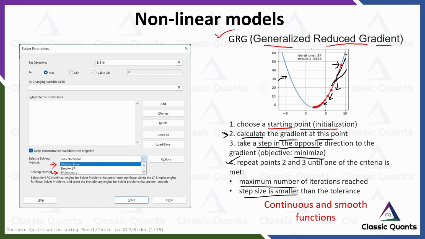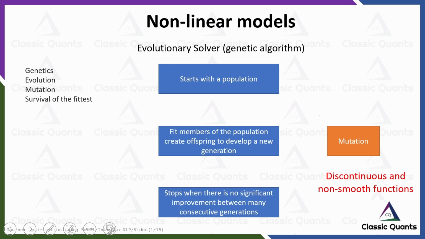This is the generic idea about how the GRG solver works. Now let us come to the next slide, where we have explained the evolutionary solver's working mechanism. Basically it was introduced in Excel 2010 onwards, and it works based on the concept of genetics, evolution, mutation, and survival of the fittest. So how is it different?